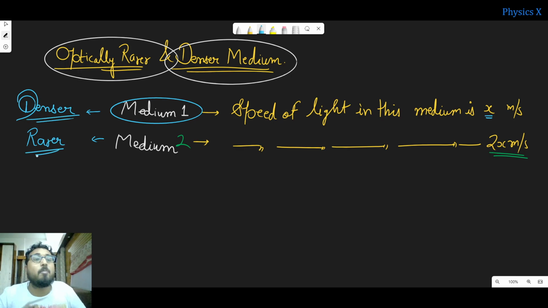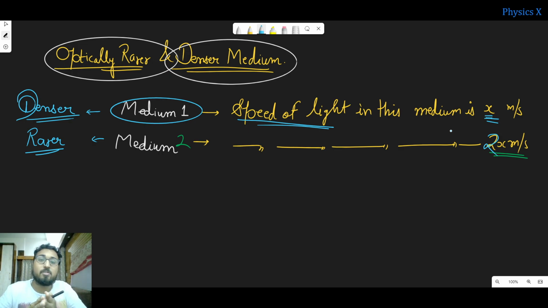So always in an optically rarer medium, the speed will be more. And in an optically denser medium, the speed of light will be less. So the denser the material is, the less the speed of light in it, and the rarer the material is compared to that, the more the speed of light.